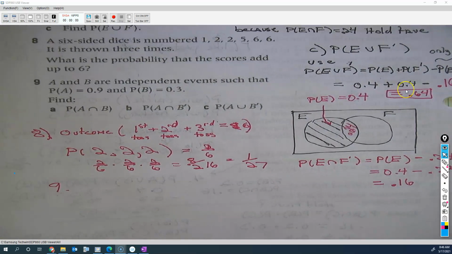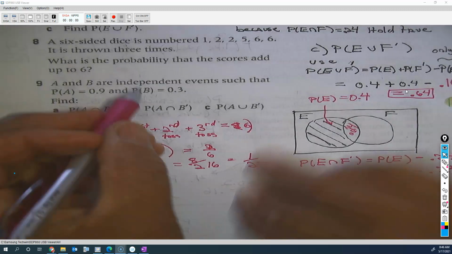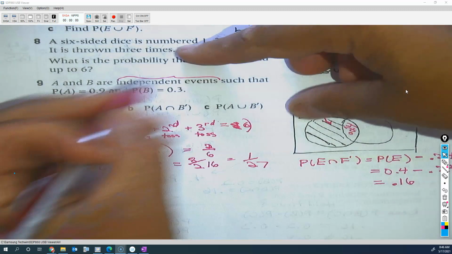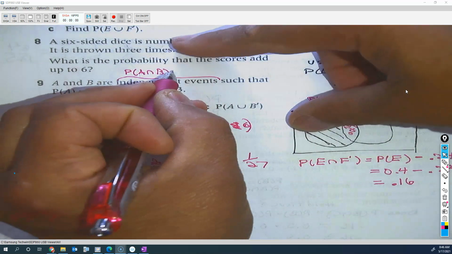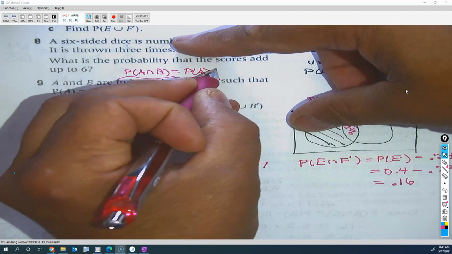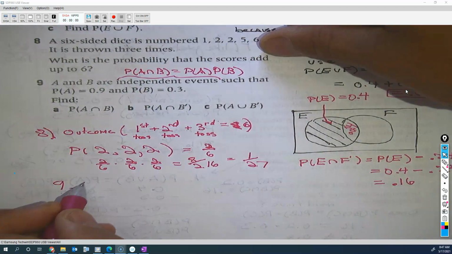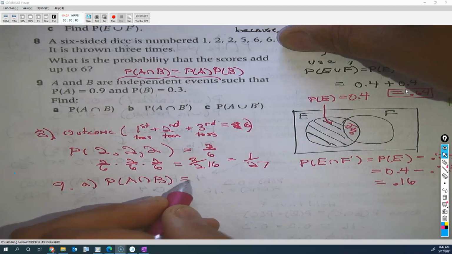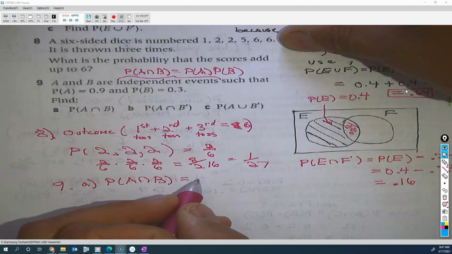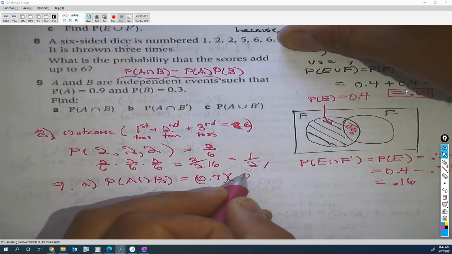All right, and the last one. They're independent. So if they're independent, we know their intersection is equal to their product, P(A) times P(B). So this first one, A intersect B, is going to be 0.9 times 0.3.